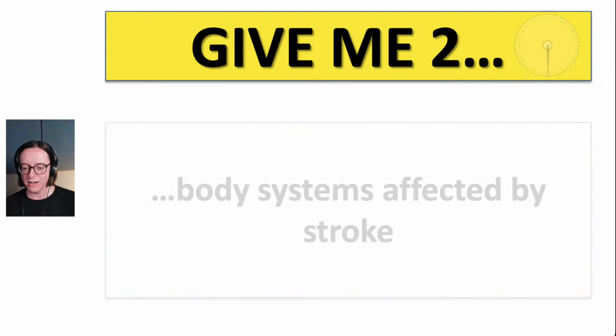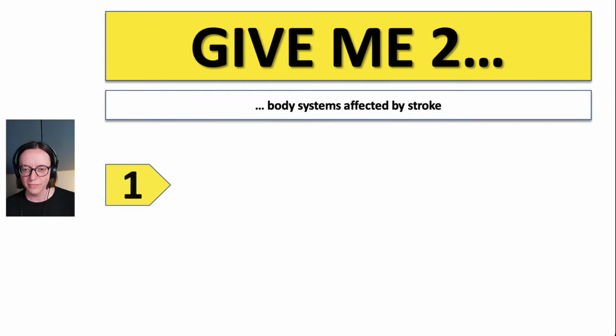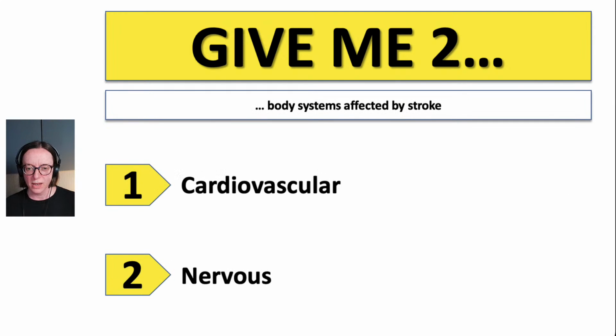Okay, let's have a look at our answers. So stroke is a disorder of the cardiovascular system. So a stroke occurs when something goes wrong with the cardiovascular system. As I said, either arteries becoming blocked with atherosclerosis, so that could be those fatty plaque deposits that build up on the inside of the arteries and restrict the blood flow.